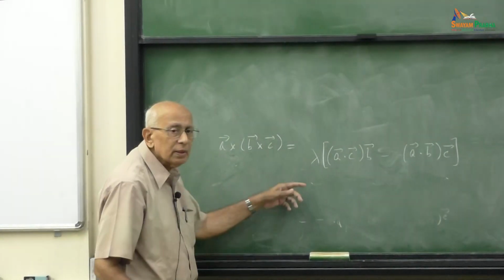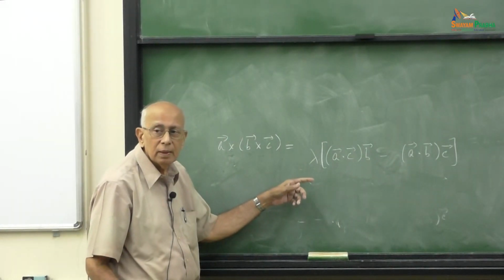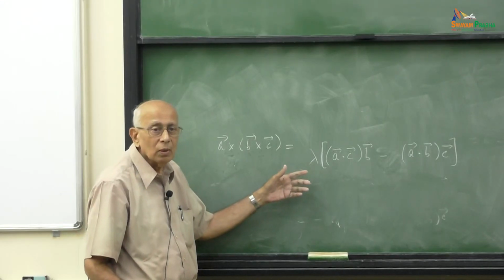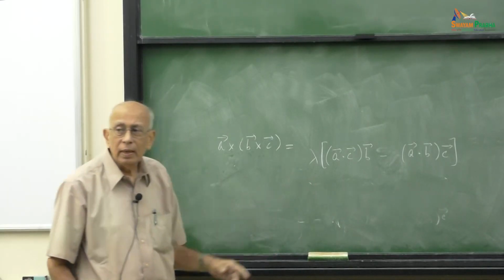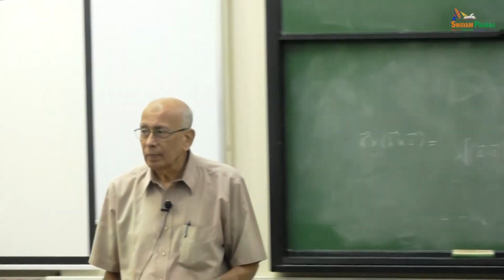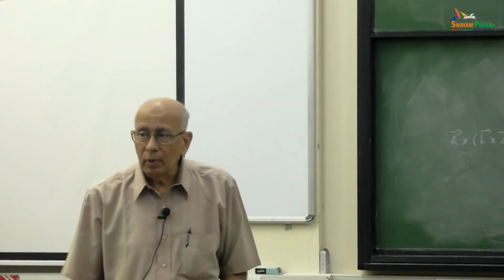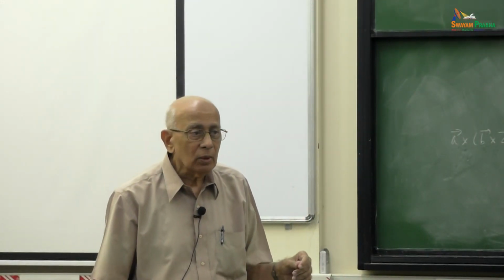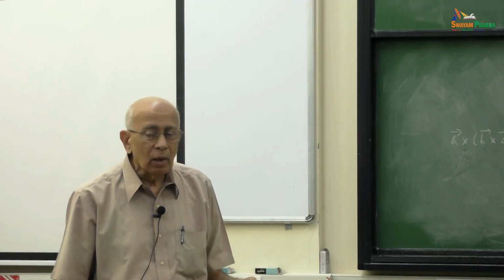Are you familiar with this identity? Yes or no? No. This identity is valid with lambda equal to 1. The value of lambda is 1. We are almost there. We need to establish that it's equal to 1. How would you do it?